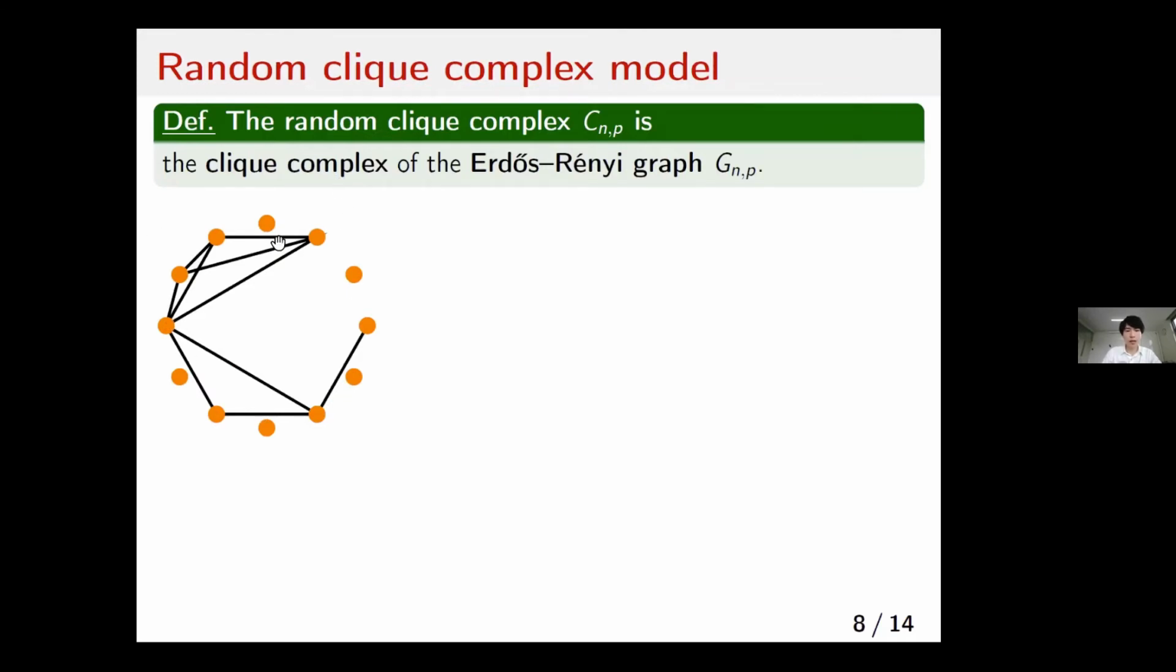Here is just a sample of an Erdős-Rényi graph. And the clique complex is constructed as follows. If we have this 3-vertex clique, then we put a 2-simplex on it. And if we have this 4-vertex clique, then we put a 3-simplex on it. And we repeat this process for 5-vertex cliques and so on. Then we obtain a sample of a random clique complex.